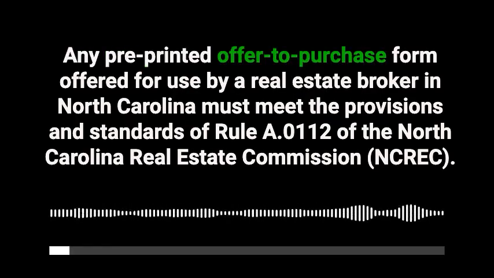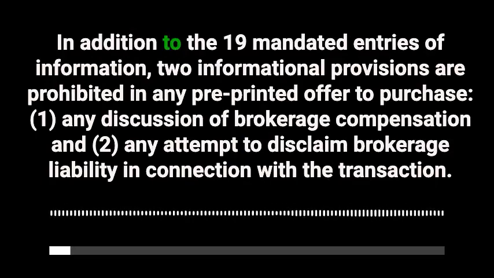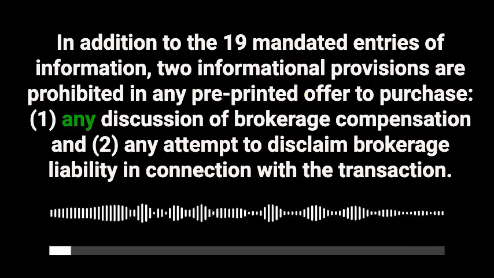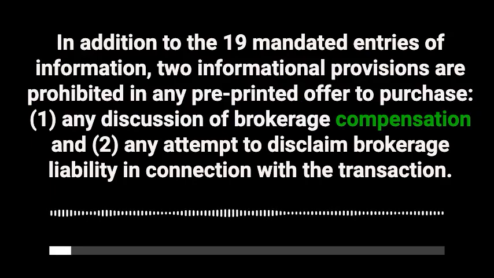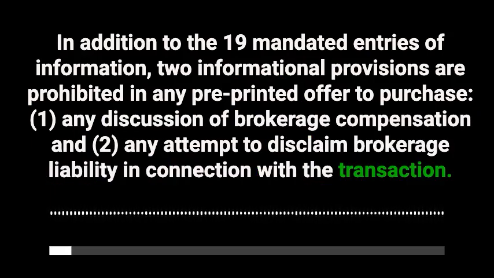Any pre-printed offer to purchase form offered for use by a real estate broker in North Carolina must meet the provisions and standards of Rule A-112 of the North Carolina Real Estate Commission. In addition to the 19 mandated entries of information, 2 informational provisions are prohibited in any pre-printed offer to purchase. Any discussion of brokerage compensation and any attempt to disclaim brokerage liability in connection with the transaction.